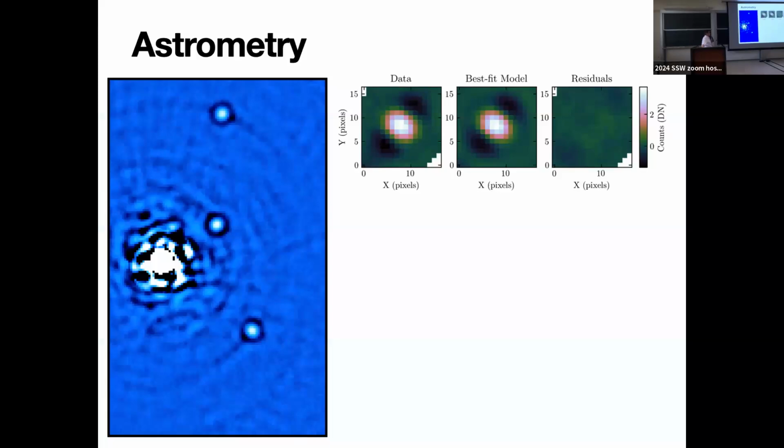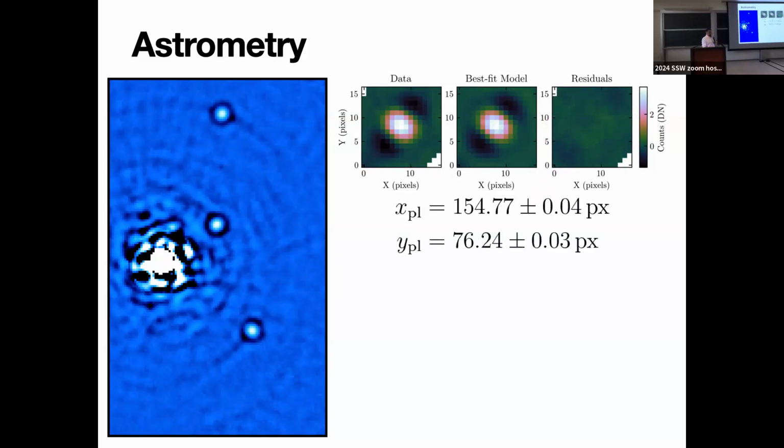So for astrometry, we're actually quite good at measuring the position of the planets within our reduced images quite accurately. So I'm just showing here the data, a best fit model, and the residuals to that fit. And you can see that the fit is pretty good. We can measure this to well below a pixel precision, but on its own, this value is actually meaningless, right? It's just a measurement of the position of the planet on the detector.